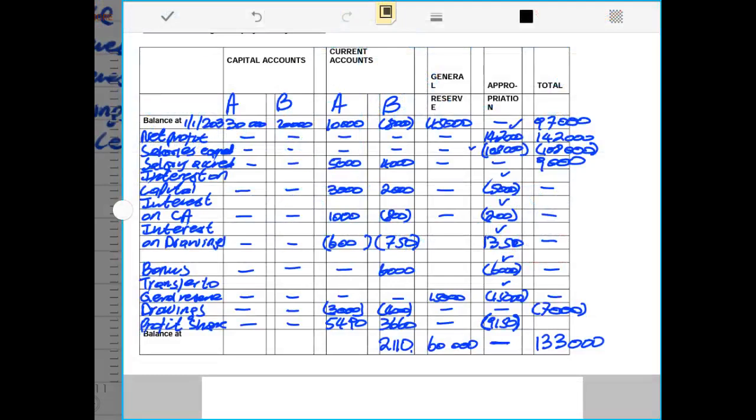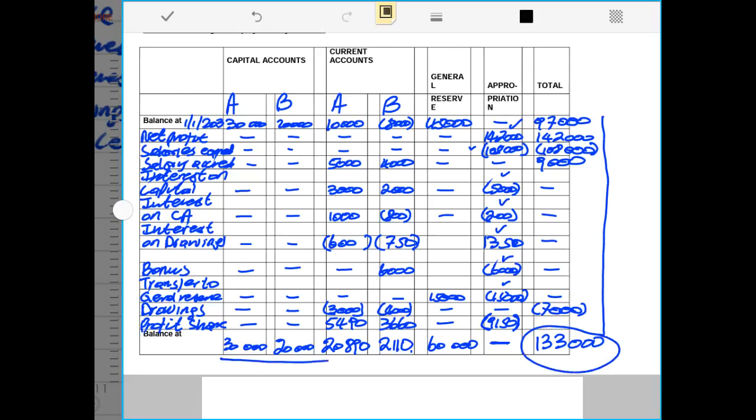And for partner B, the current account total is 20,890, and there was no capital contributed by any of the partners, so we just record those as they are. Make sure that when you calculate across, you get 133,000 rands, and also when you calculate in this horizontal direction, you must get the same 133,000 rands. With that, I am done with this question.